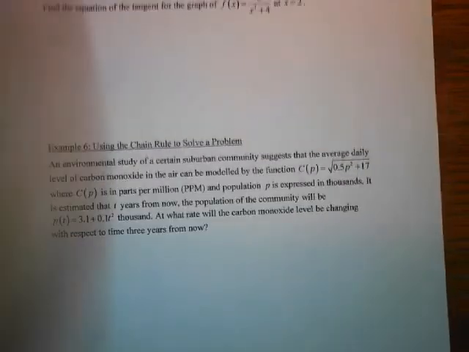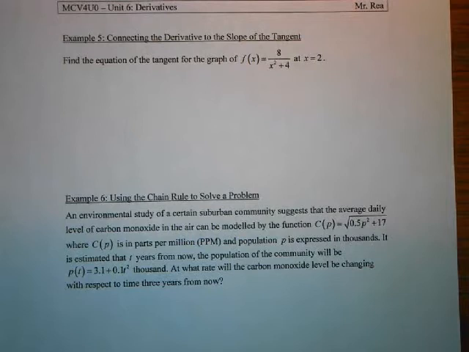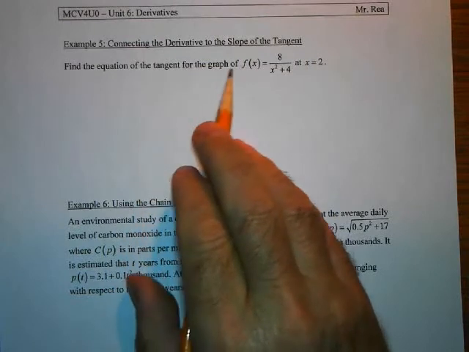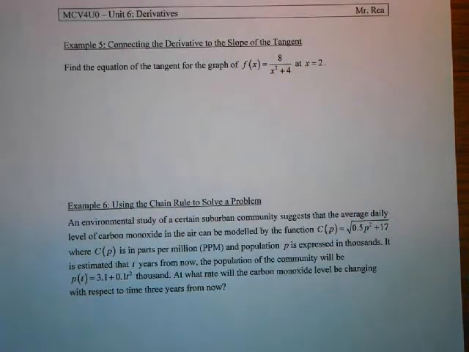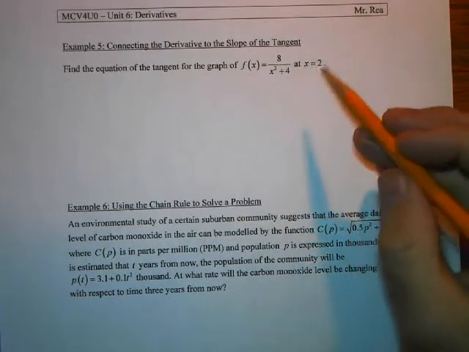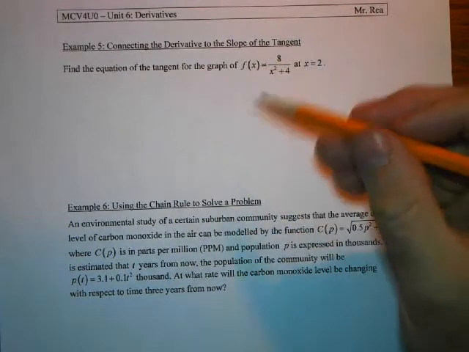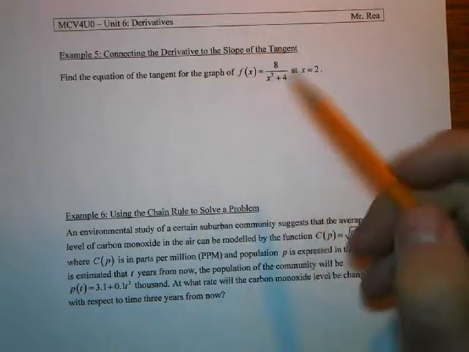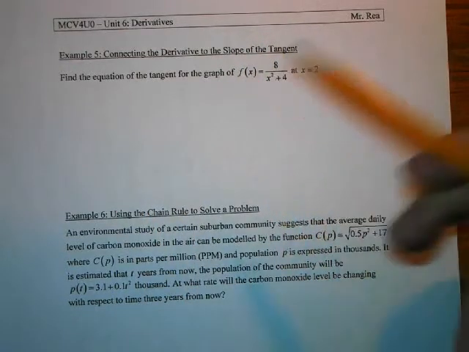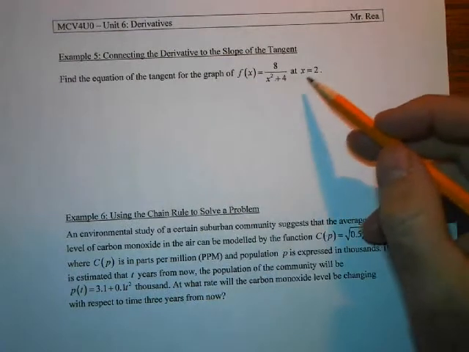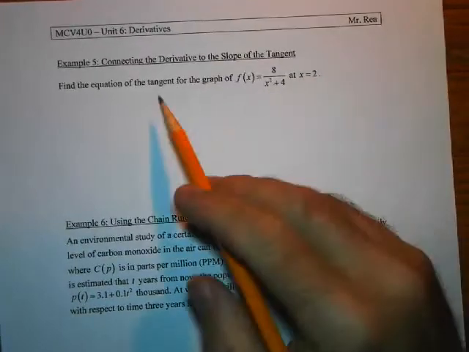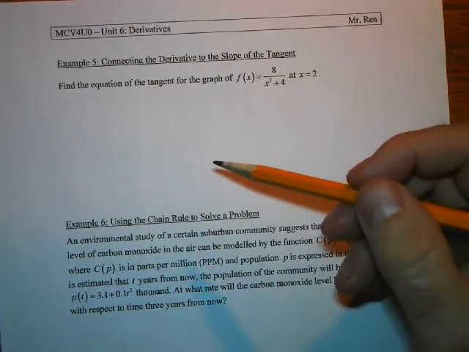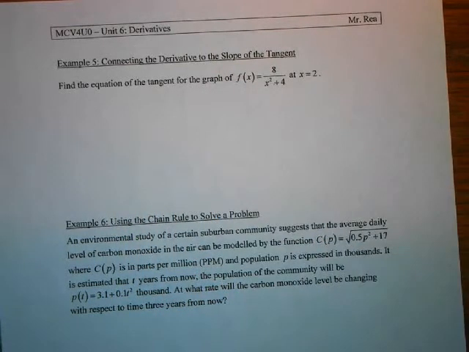Okay, last page. Connecting the derivative to the slope of the tangent, because we already know those are the same things. So it says find the equation of the tangent for the graph of f of x equals 8 over x squared plus 4 at the value x equals 2. Okay, so you may have had this question last unit, like several lessons ago, but now we know we're just going to find the derivative of this, f of x, so we want f prime of x, and then substitute in x equals 2 to get the actual slope of the tangent, and then from that slope we can figure out what the equation of the tangent is.